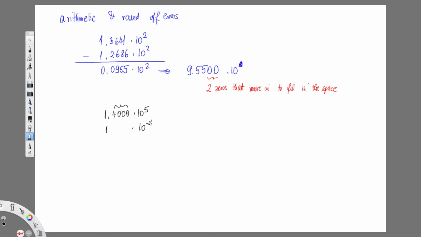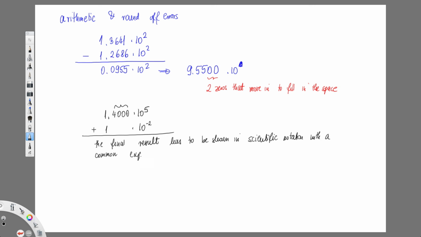So the problem is that the final result, whether I'm adding or subtracting, has to be shown in scientific notation with a common exponent. And that basically cuts off the smaller number. So in itself, there was no problem storing this number, and no problem storing this number separately. But the moment I wanted to do an operation that made it into one number, now I have a problem.